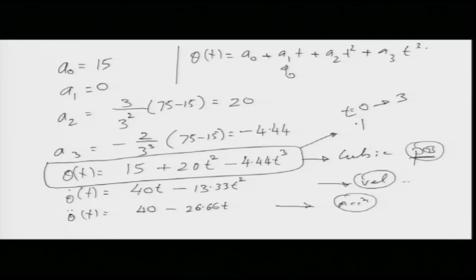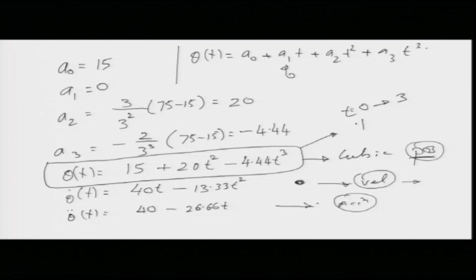Similarly, I also plot for velocity. I take the second equation, this equation, for velocity and put in the values of time. I start off with 0.1, put it in this equation and get the value of theta dot. Then I take 0.2, 0.3, 0.4 like that and simply plot the values of theta dot. I get how the velocity is changing.